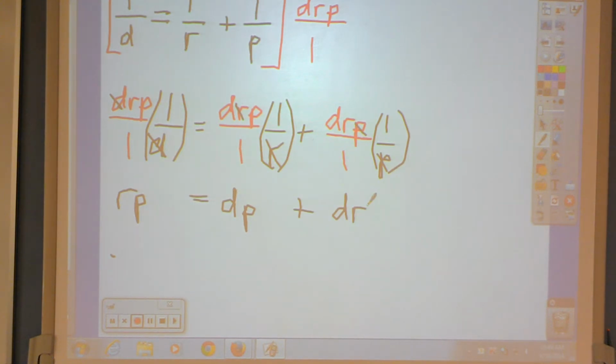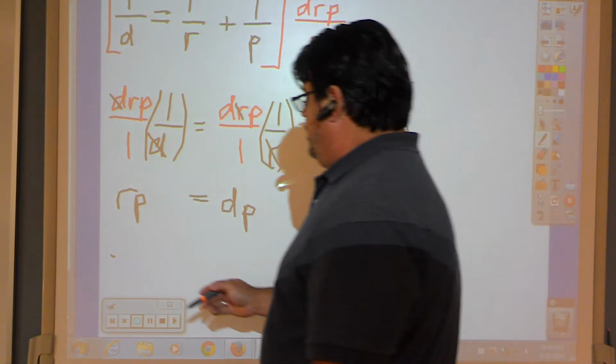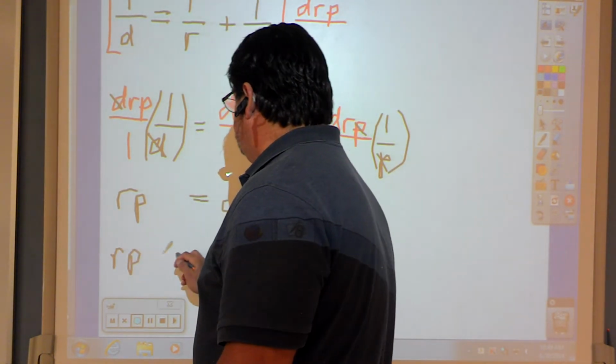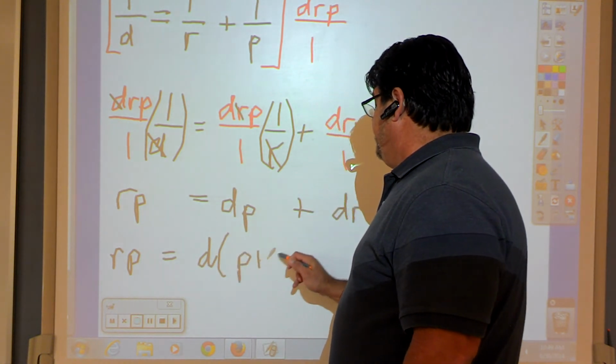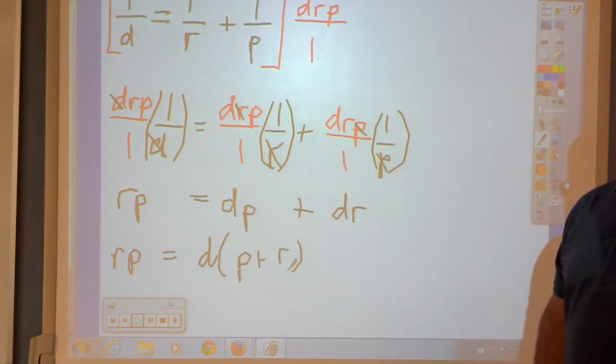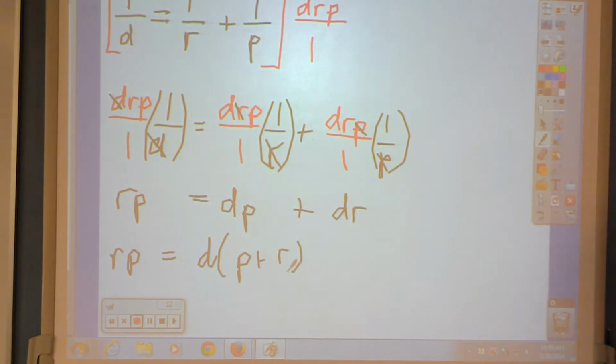Yes. Okay, now what? Factor out a common term, which is D. So factor out D. So that would be RP is equal to D times P plus R. And now what? You want D by itself. Divide by what? Divide by P plus R.